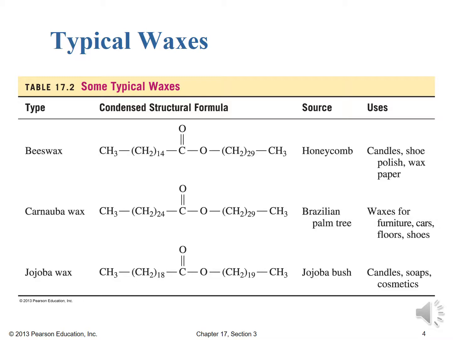And jojoba wax is somewhere in between, right? It's a 20 carbon fatty acid, 20 carbon alcohol, and it's from the jojoba bush. And again, we see use in candles, soaps, cosmetics. That's a much smaller alcohol end, but an intermediate sort of carboxylic acid, the fatty acid end of things. So there's a few key typical waxes, and they're all obviously that ester functional group is common to all.